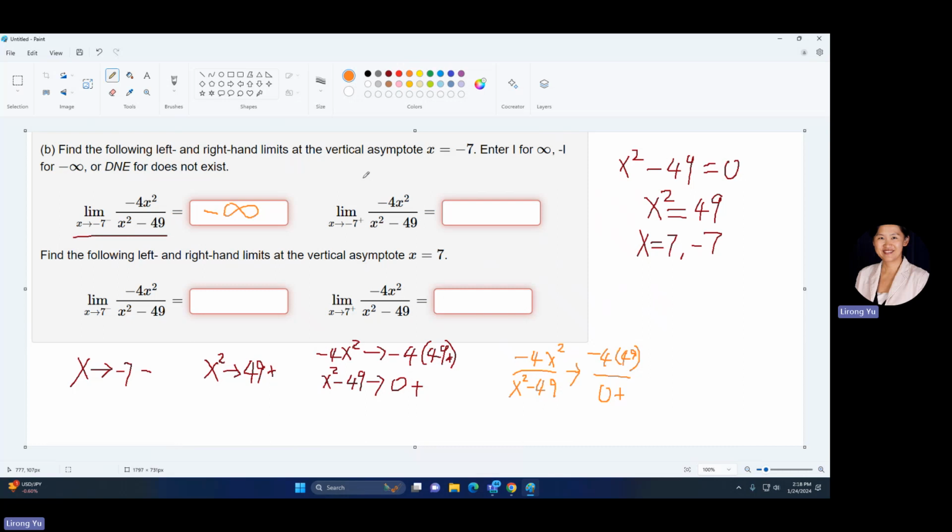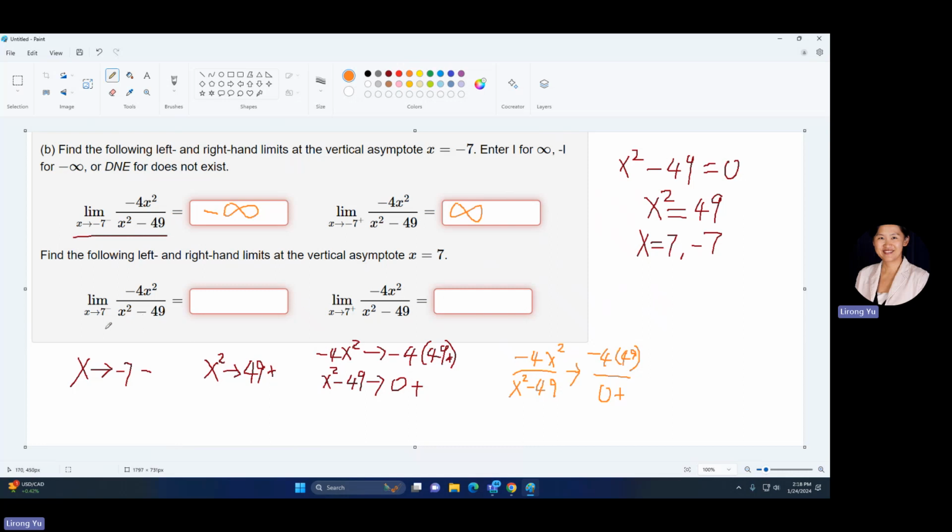And therefore the numerator is a negative number, the denominator is a negative number, so the whole division approaches a positive number, and it's going to be positive infinity. And that is that part. I hope that makes sense.